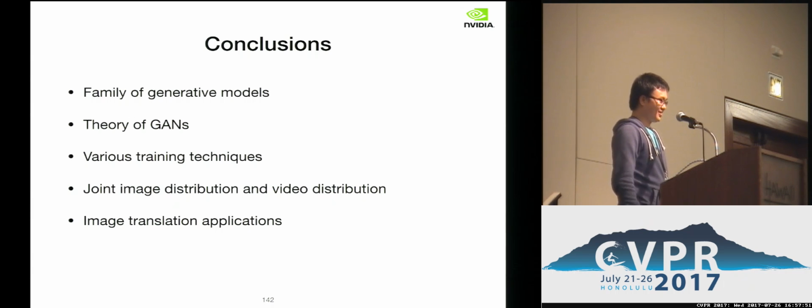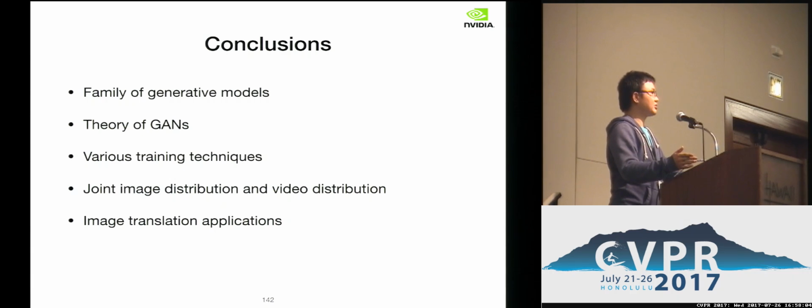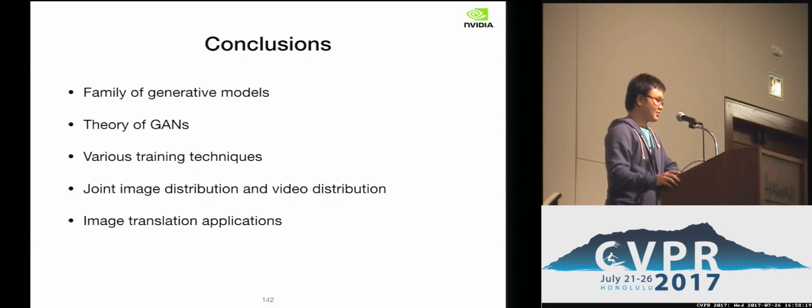So finally, the conclusion. We're going to conclude the entire tutorial. We started by talking about the family of generative models, from VAEs and autoregressive models like PixelCNN to GANs. We put them in a tree to show the differences. And we talked about the theory of GANs. The key thing is the discriminator tries to approximate the optimal Bayes decision rule, but we don't directly control the density. So what we do is an approximation.